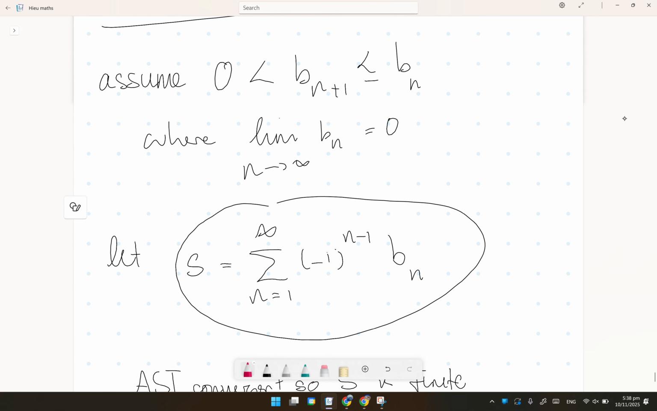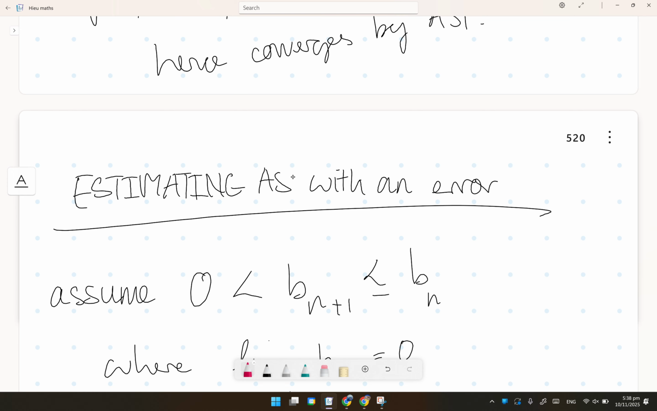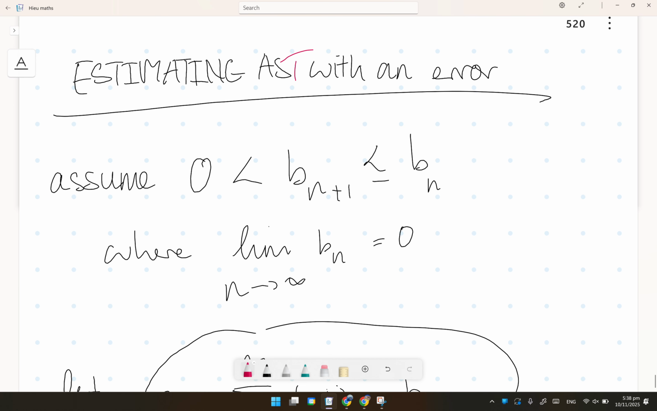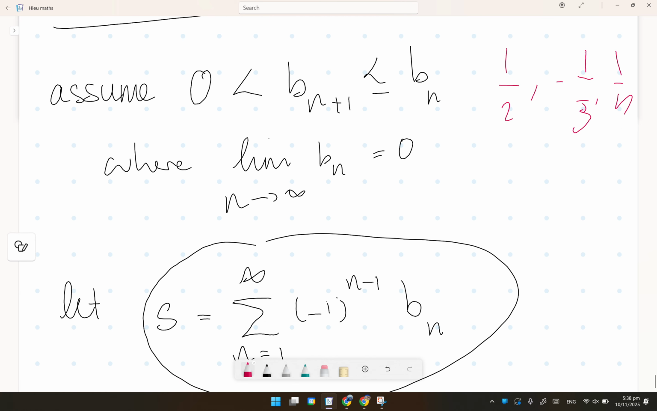So finally, I want to look through one final idea, which is called estimating AST with an error. I'm going to give you an idea. So assume that we have a decreasing sequence, right? That isn't 0. So Bn is larger than Bn plus 1. So it's just 1/2 is larger than 1 over 3, then 1/4, that kind of stuff. And then the limit of this is going to be 0 again.